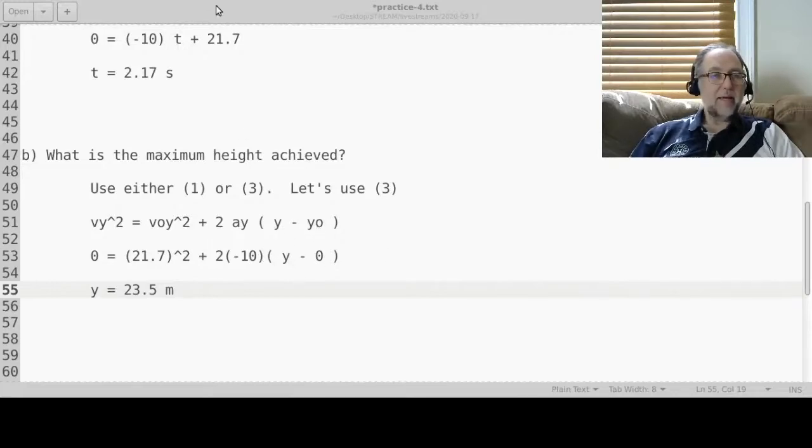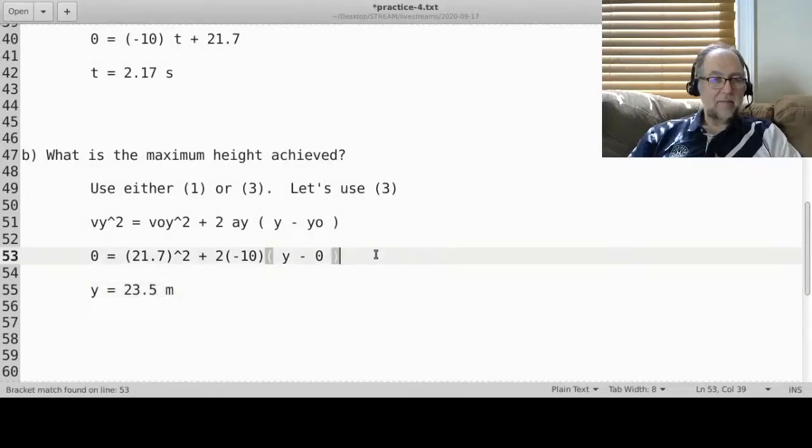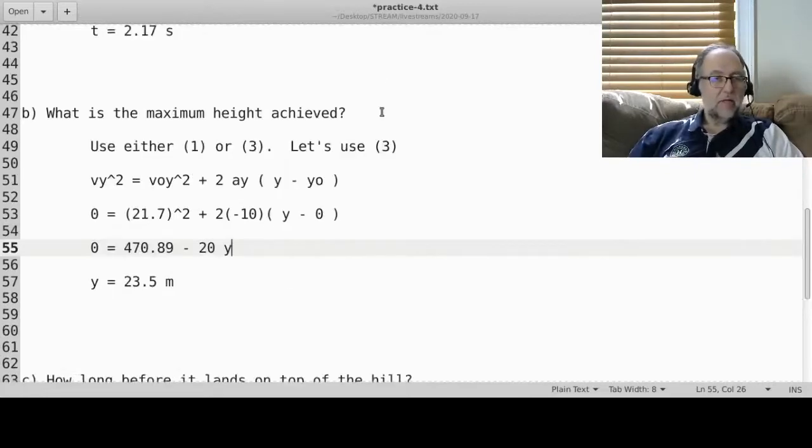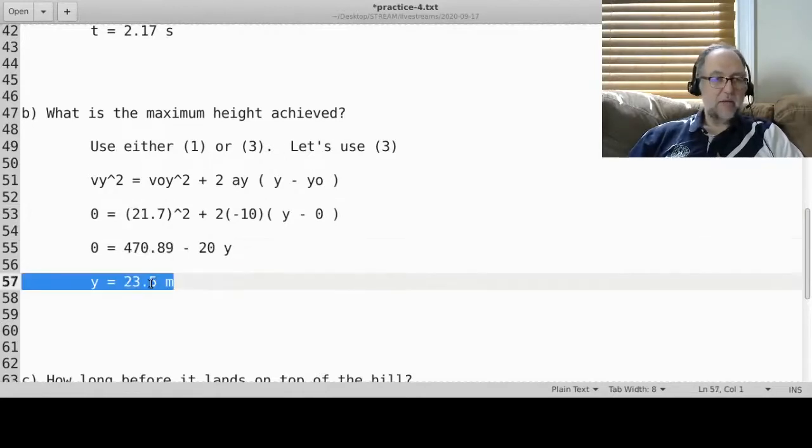I think I might have gone a little bit too fast on that. Let me show you what you would get here. 0 is equal to 21.7 squared, which is this number right here, minus 2 times negative 10, which is minus 20, times y. That's basically simplifying this. We get that, then bring the minus 20 to the other side, divide by 20, and you get that. So there you go.